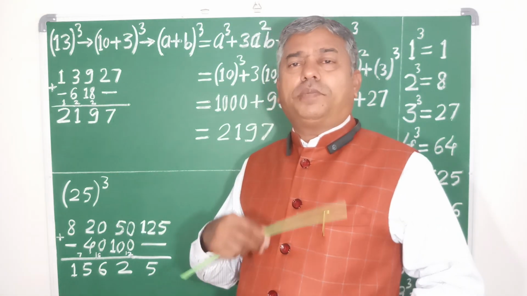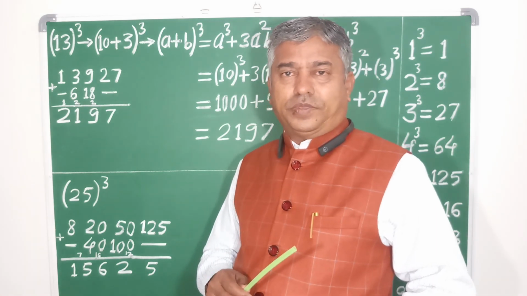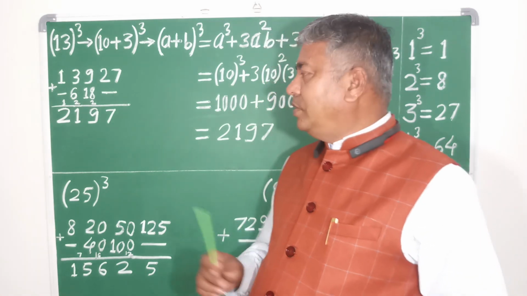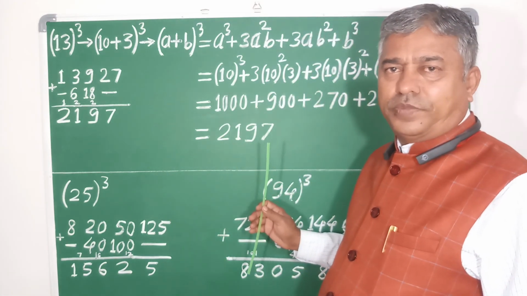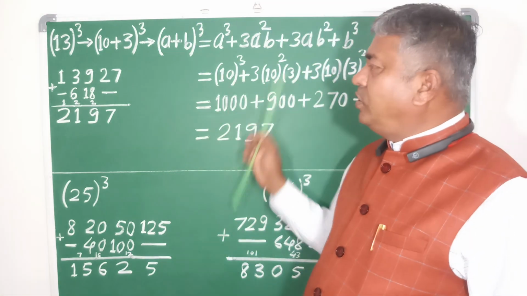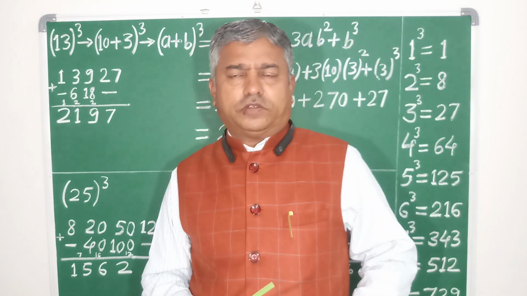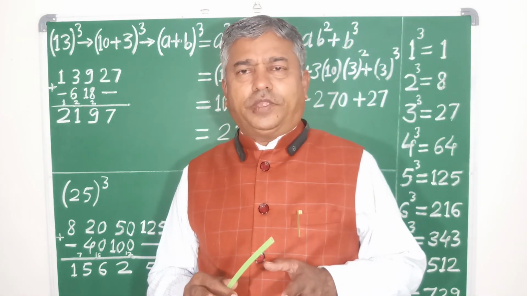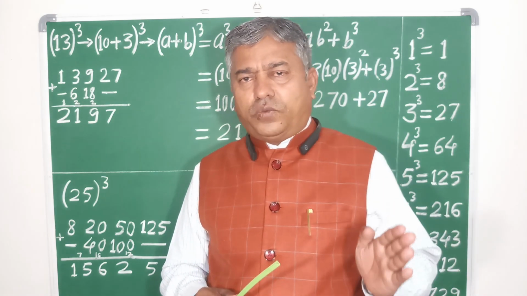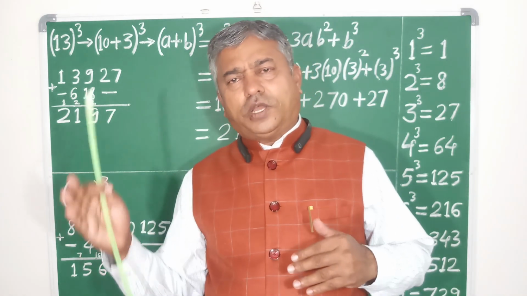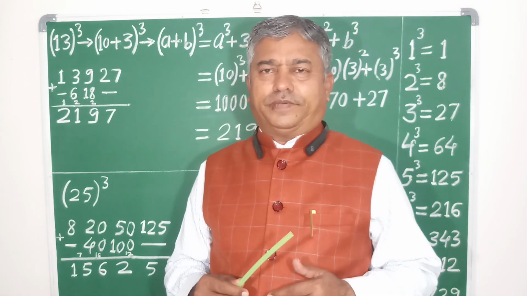That is cube of 13, which is similar to the earlier one. Means we got the same answers in both the processes. That is, according to the Vedic and according to the modern maths.